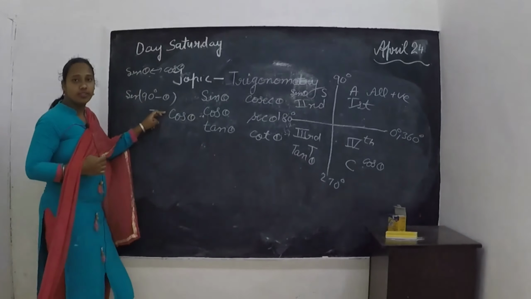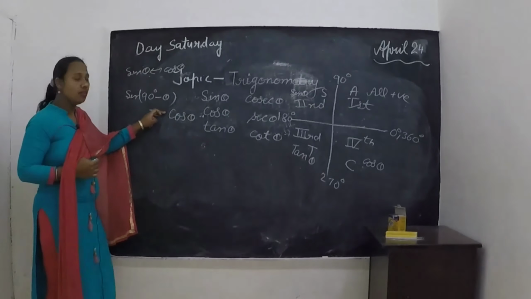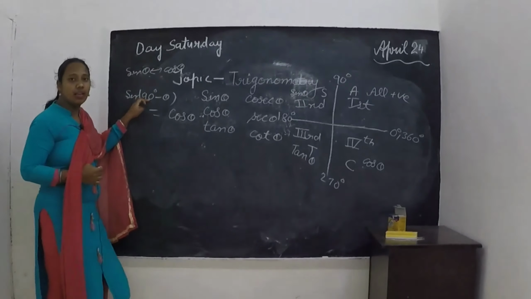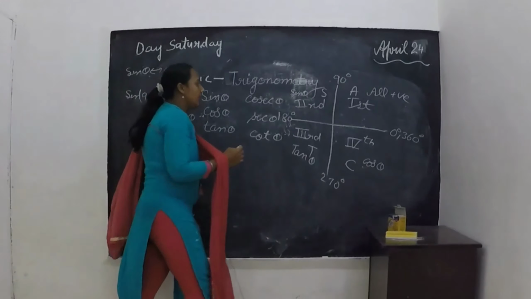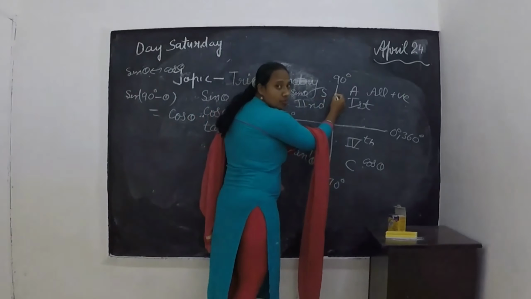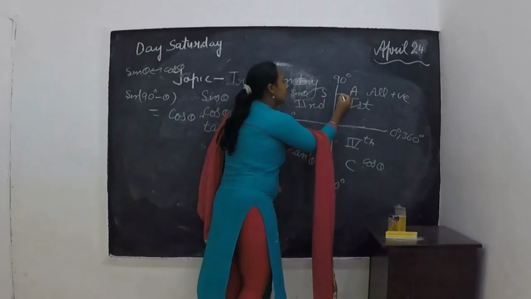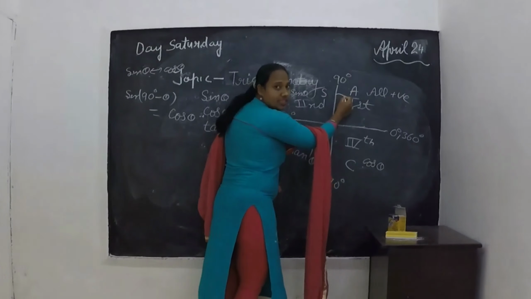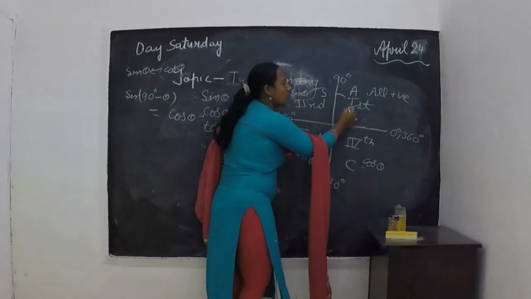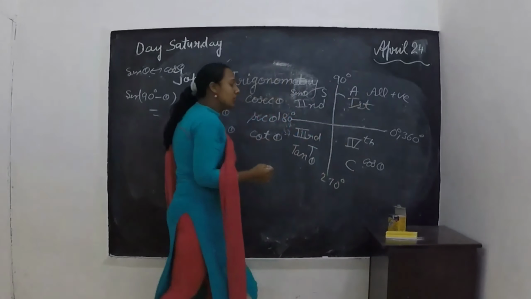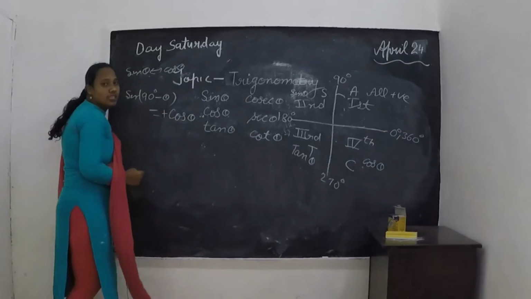Now we will check the sign, whether it is positive or negative. Because there is angle 90 degree minus theta. Here is 90 degree minus theta. Something is subtracted from 90 degree. It means 90 degree minus theta is in first quadrant. And in first quadrant A means all positive. So it will be plus cos theta.